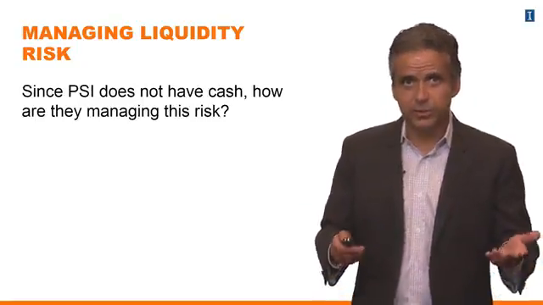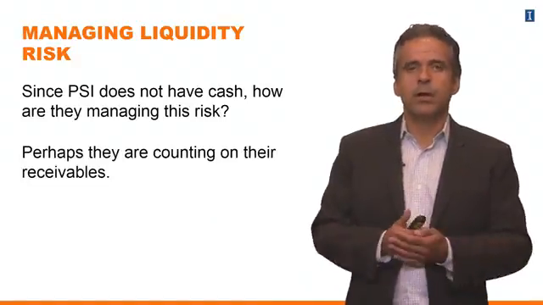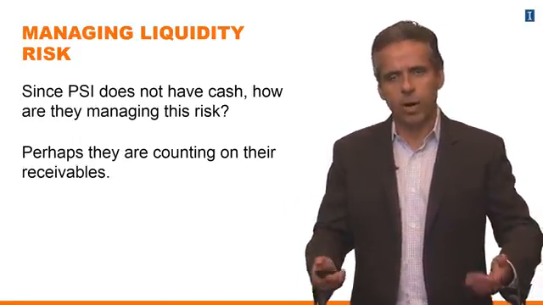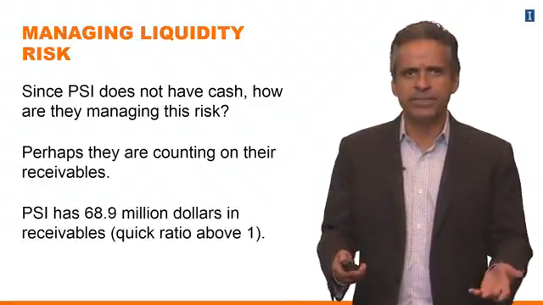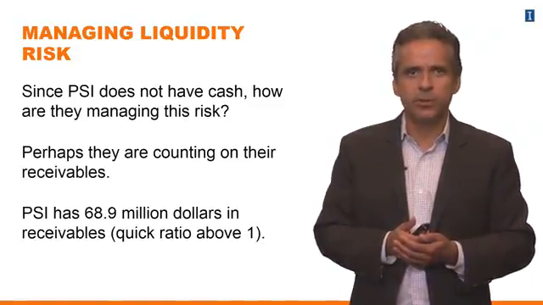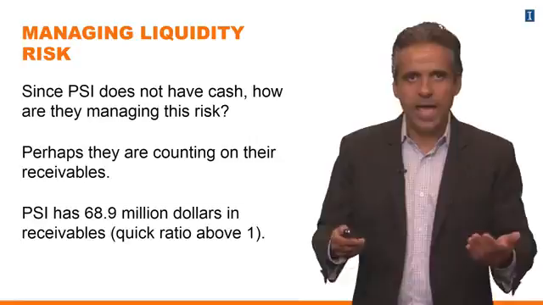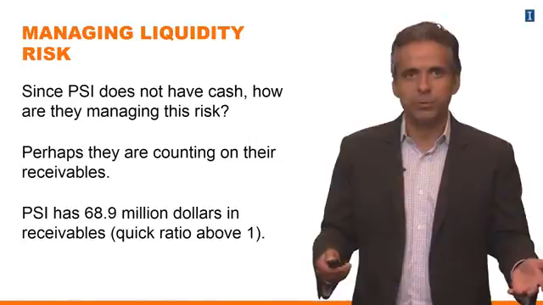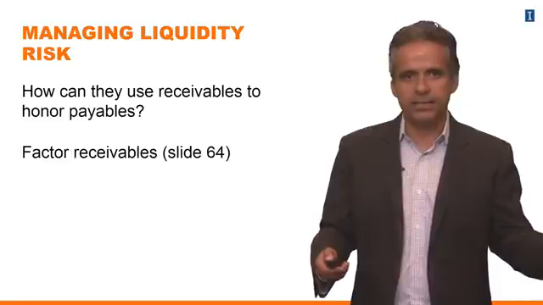They don't have cash, that's not what they do. They are not holding a lot of cash. So what are they doing? One possibility is that they are counting on their receivables. As we discussed in Module 1, the quick ratio captures liquidity that comes from receivables, and if you look at the data, they have $68.9 million in accounts receivable. Their quick ratio is definitely above 1. So perhaps what they are doing is relying on their receivables to pay for the accounts payable if they come due. How can they do that? This is again a topic we covered already in this module.